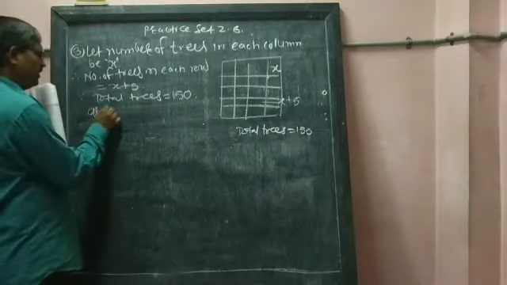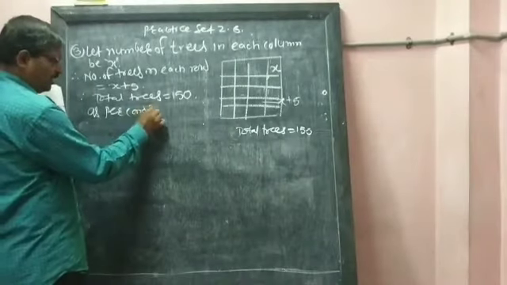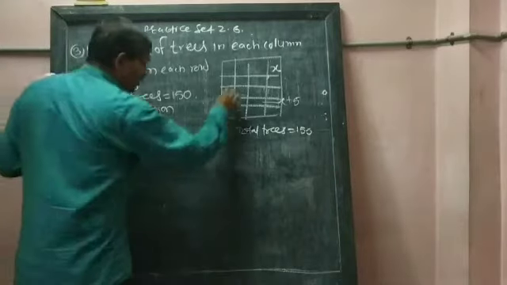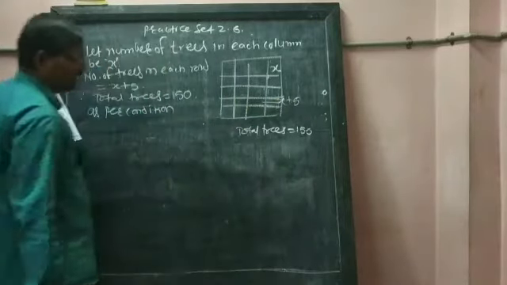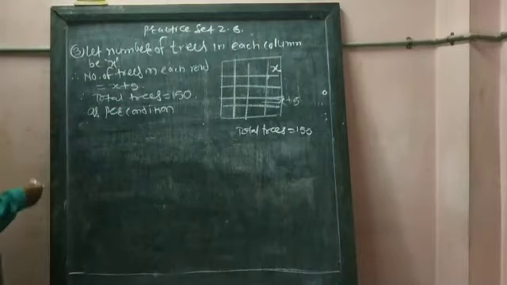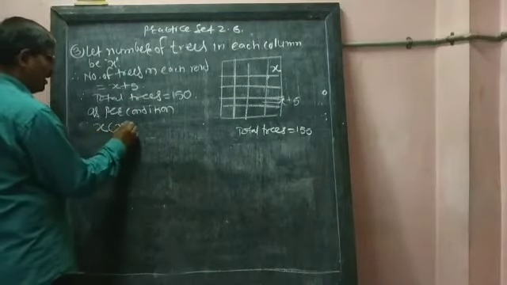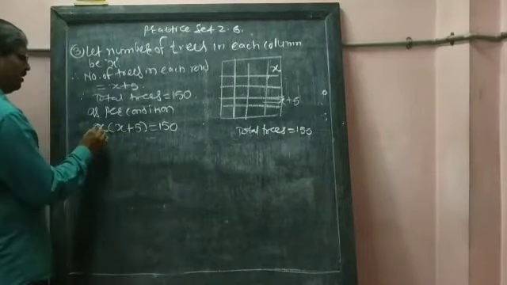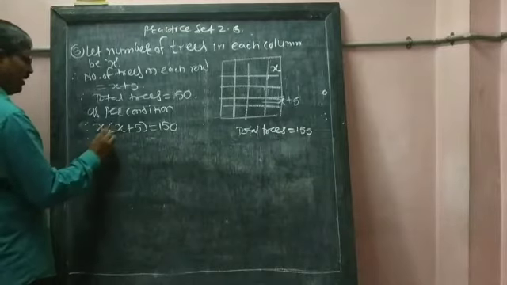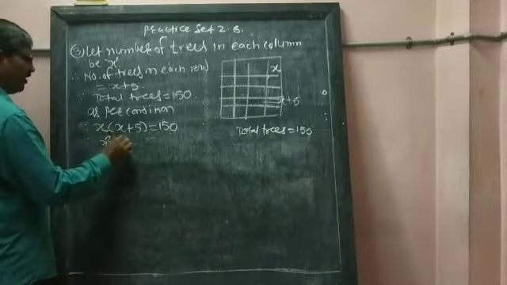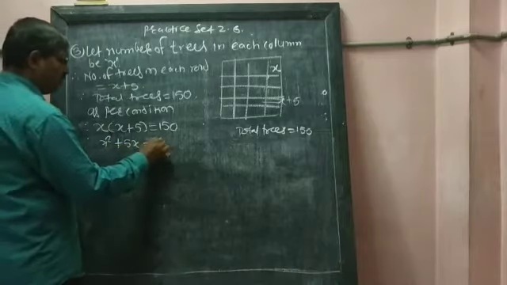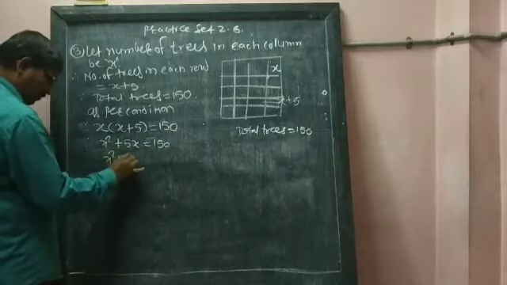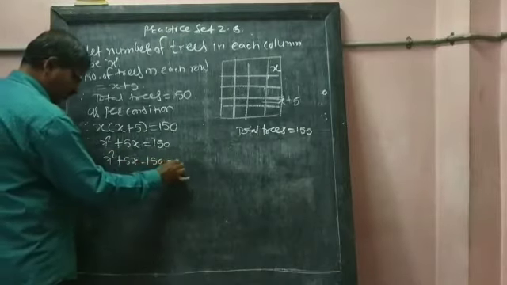As per the condition, we have to prepare the equation. Total number of trees means the number of trees in a column and the number of trees in the rows; we should multiply, and we will get the answer. So x in bracket x plus 5 is equal to 150. Then x into x, x square, x into 5, 5x is equal to 150. This 150 will come to the left hand side. x square plus 5x minus 150 is equal to 0.